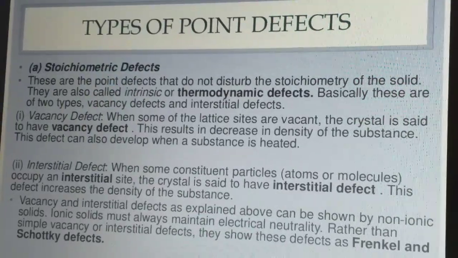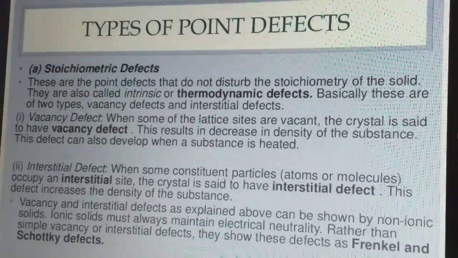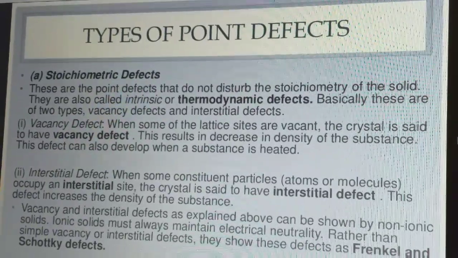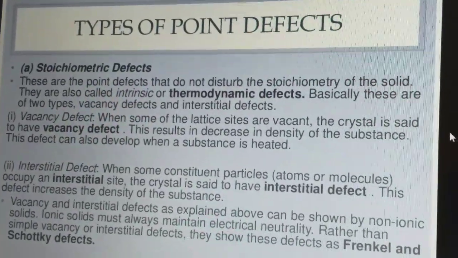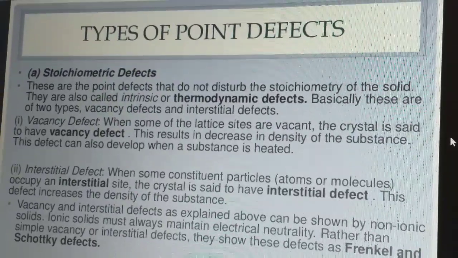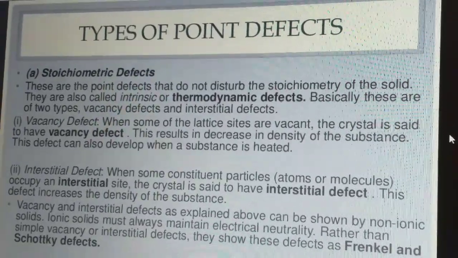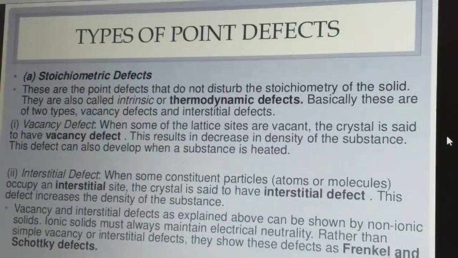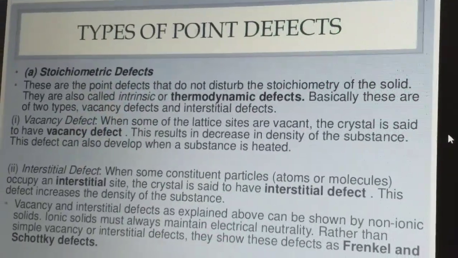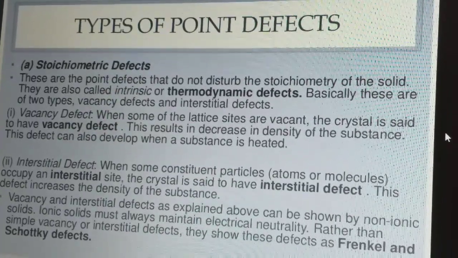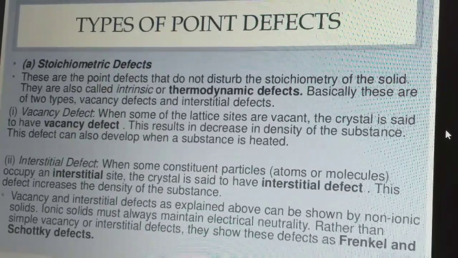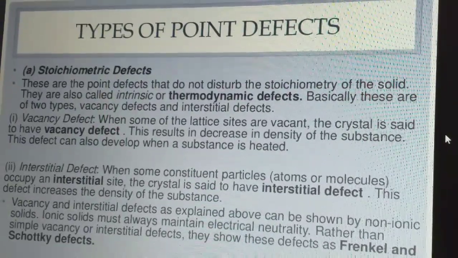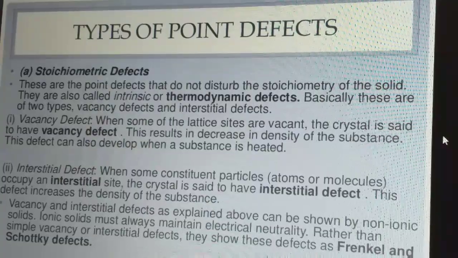Vacancy defect: when some of the lattice sites are vacant, from the word you can understand, the crystal is said to have a vacancy defect. This results in decrease in density of the substance. This defect can also develop when a substance crystal is heated. Second type is interstitial defect. When some constituent particles occupy an interstitial site, the crystal is said to have interstitial defect. This defect increases the density of the substance.